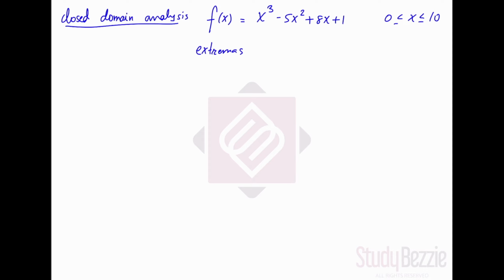Our extremas, both max and min, could be either locals or globals, because now we have a global context. We have all the possibilities in this particular restriction, so we can classify the most positive value as the global and the relatively positive value as a local, and vice versa for the minimums. So that's what we're going to do.